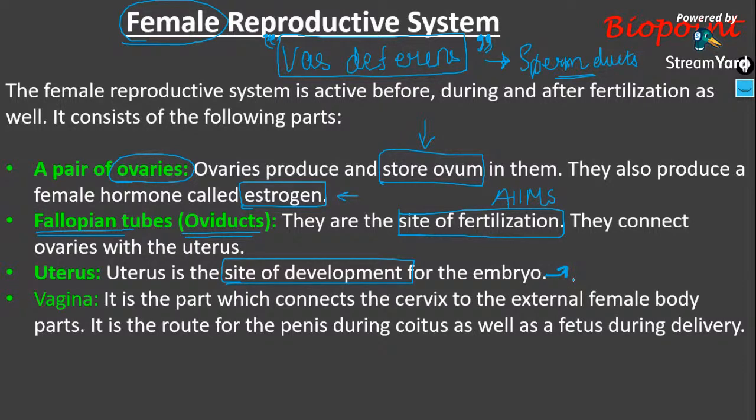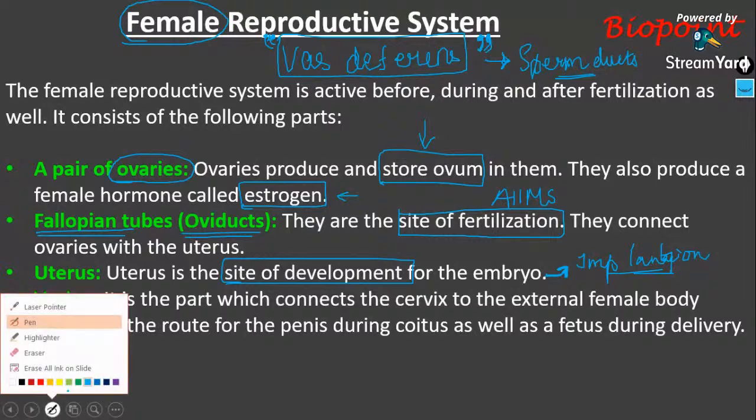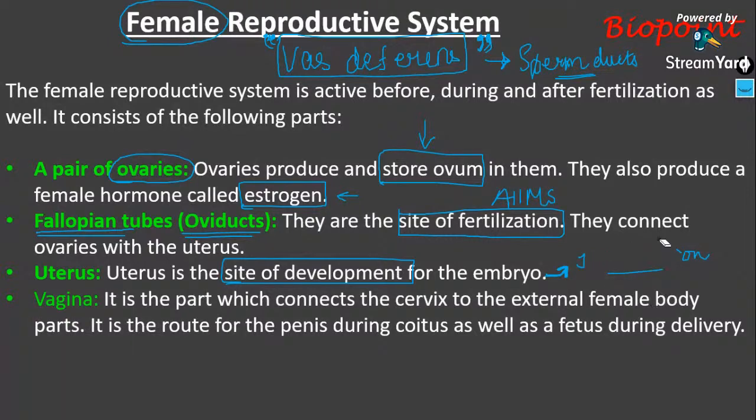Absolutely, Binaya. Very good. It is implantation. Have you everybody heard of the term implantation? I hope each one of you has heard about implantation. I'll write it once again.